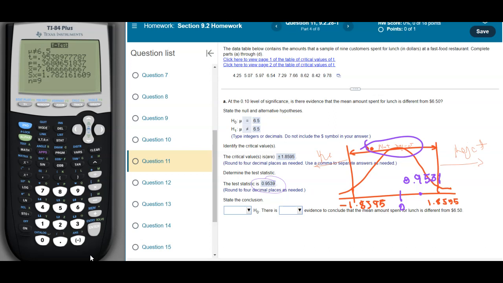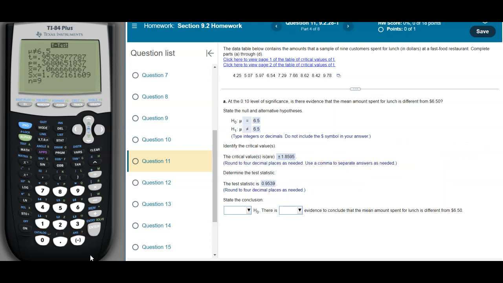So we can input this data here, do not reject. If we don't reject, always we don't have enough evidence, right? Not sufficient. There is insufficient evidence. And check it. Okay, that's good.